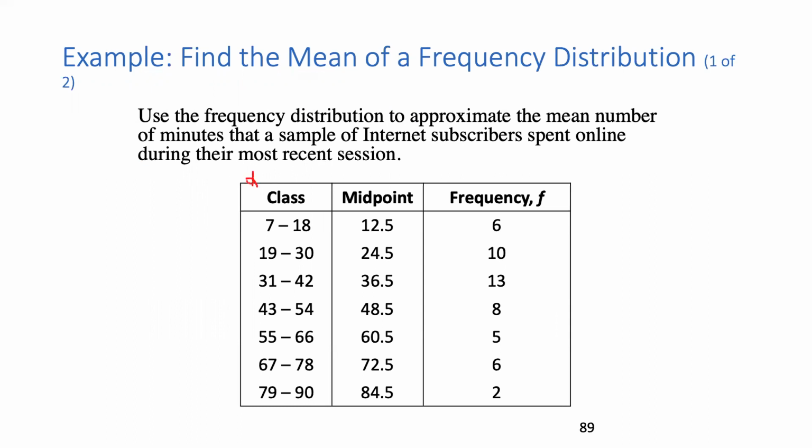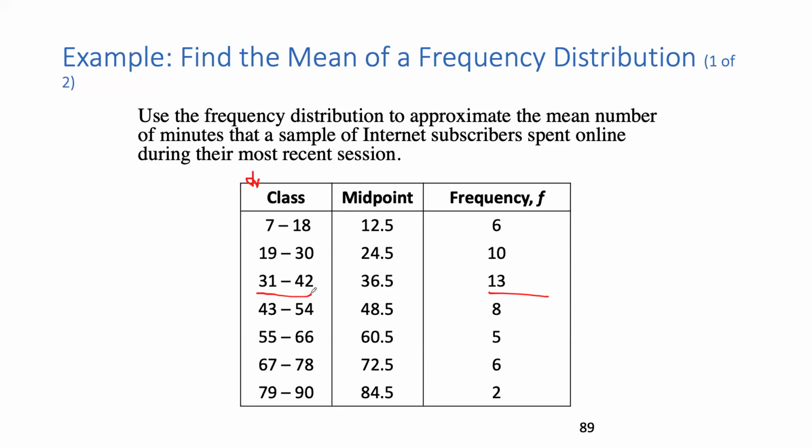So I have all these different classes. We've seen what a frequency distribution is from last time. So we have all these different bins into which we're going to sort the data, and the frequency. Okay. So here's a case where I don't know what the underlying data set looks like, right? I don't know what all the numbers in the data set themselves are. All I know is that there are 6 numbers in this data set between 7 and 18. Right? And there are 13 numbers in this data set between 31 and 42. That's all I know, right?